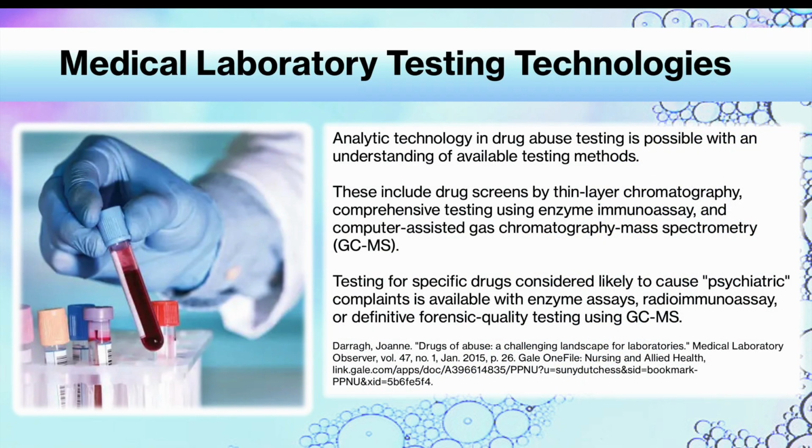Medical laboratory testing technologies. Analytic technology in drug abuse testing is possible with an understanding of available testing methods. These include drug screens by thin layer chromatography, comprehensive testing using enzyme immunoassay, and computer assisted gas chromatography mass spectrometry, or GCMS. Testing for specific drugs considered likely to cause psychiatric complaints is available with enzyme assays, radioimmunoassays, or definitive forensic quality testing using GCMS.